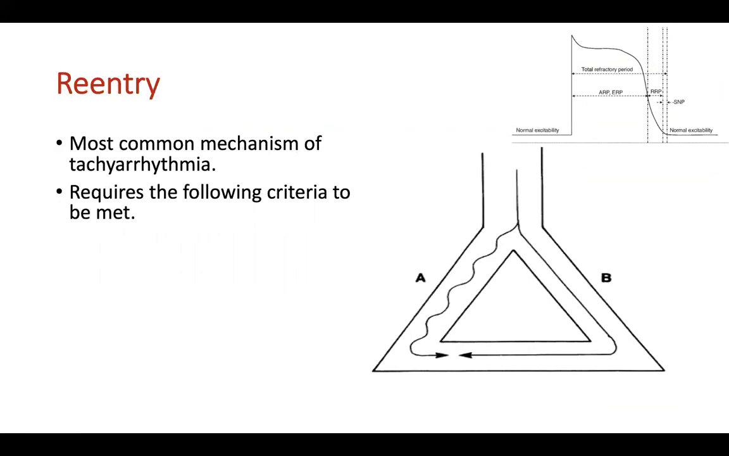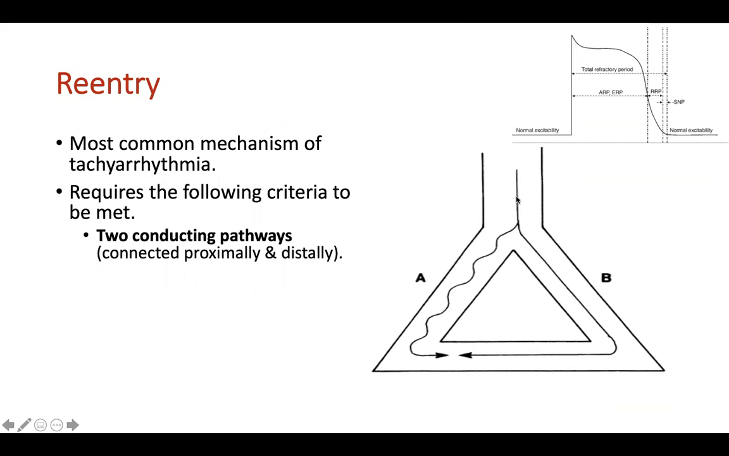For reentry to occur, you need to have two pathways. For example, pathway A and pathway B that are connected proximally and distally to each other, and there is tissue of no conduction between them. Those pathways usually have different refractory periods, and one pathway conducts slower than the other, and the pathway that conducts slower has the shorter refractory period.